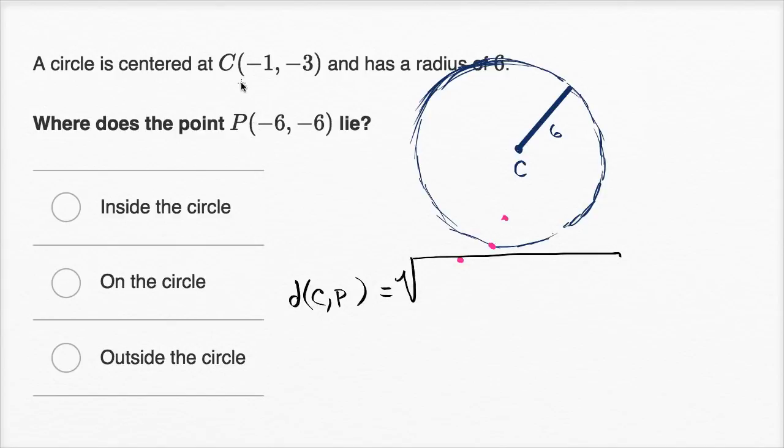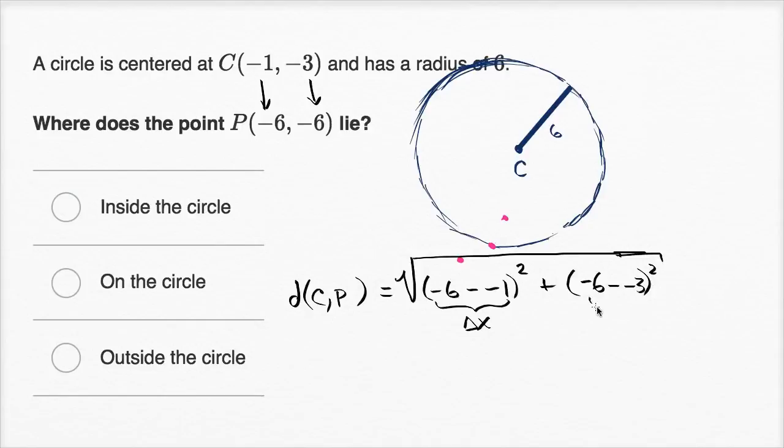So our change in x, if we view C as our starting point and P as our end point, but we could do it either way, our change in x is -6 minus -1. So -6 minus -1, and we're going to square it. So what we have inside here, that is change in x. So we're taking our change in x squared, and then plus our change in y squared. So we're going from -3 to -6. So our change in y is -6 minus -3, and we're going to square everything. So that is our change in y inside the parentheses, and we're going to square it.